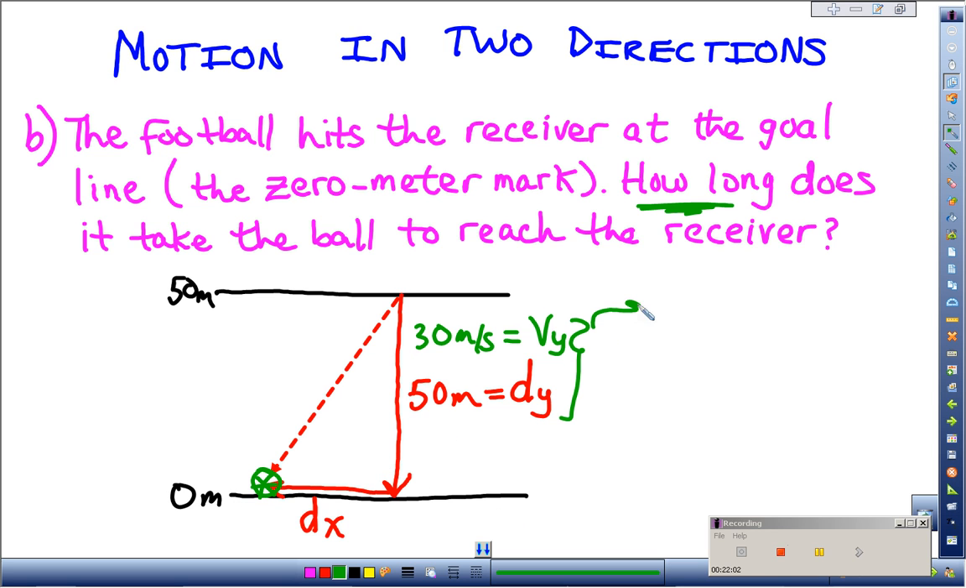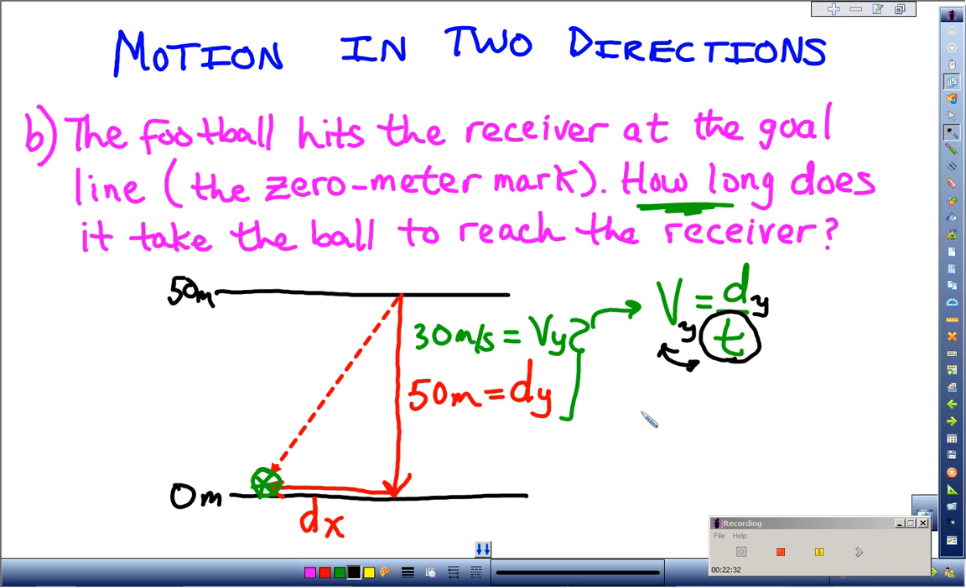So if I can use this information to solve for the amount of time that it takes for the ball to reach the goal line, then I would have my answer for how long it takes the ball to reach the receiver. Keep in mind this equation, which says the velocity is equal to the distance an object travels divided by its time. But in this case, I want to make it a little bit special. I'm going to add my subscript to show that it is my velocity in the vertical direction and my distance in the vertical direction.